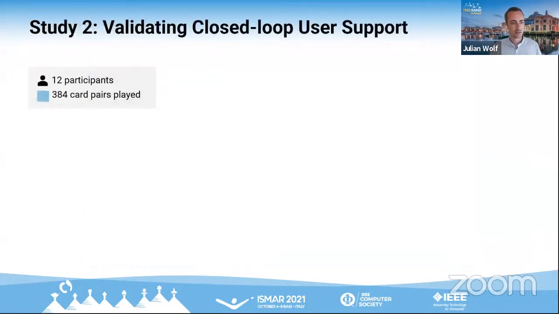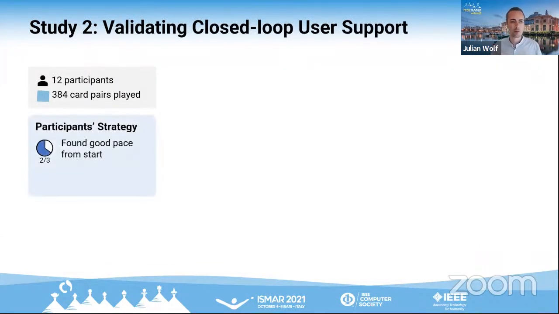We conducted a second user study with 12 participants in a single player game, and we found that actually 2/3 of our participants found a good pace from the start where they could play the game at a normal pace, and these visual alerts would work very robustly with accuracies up to 97% in some cases.